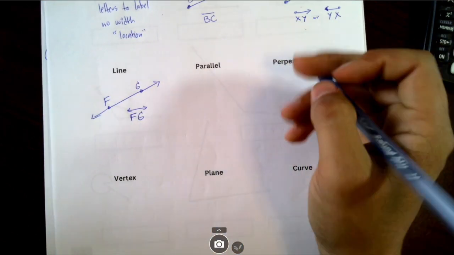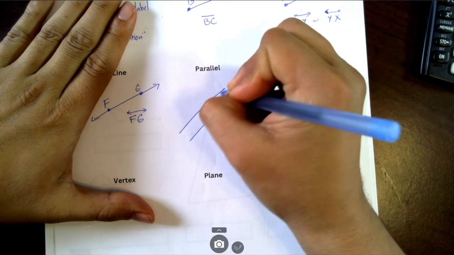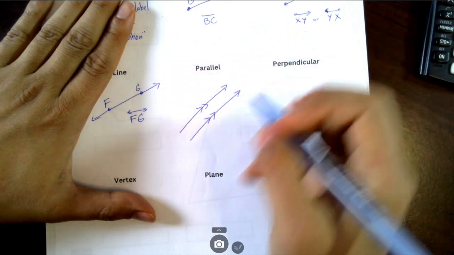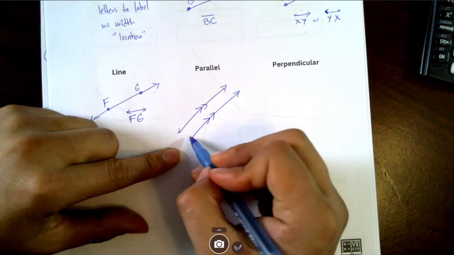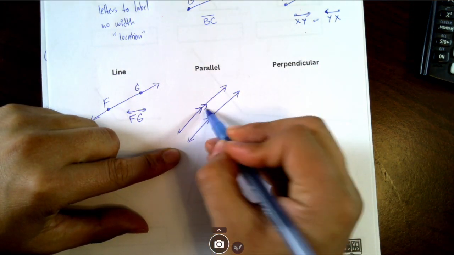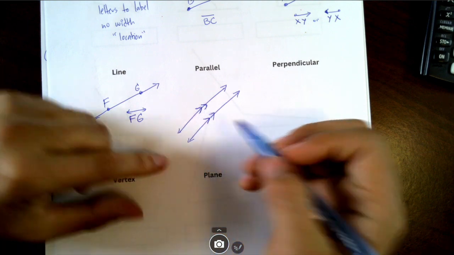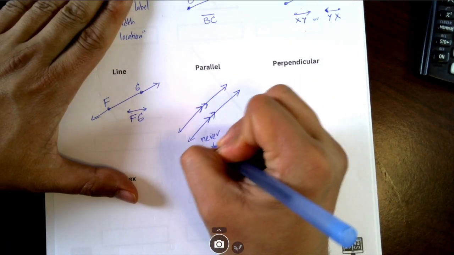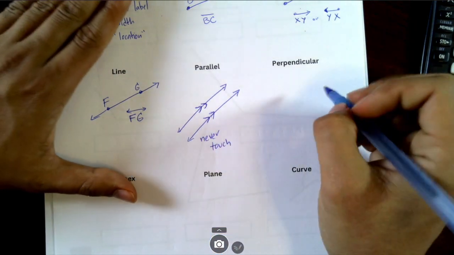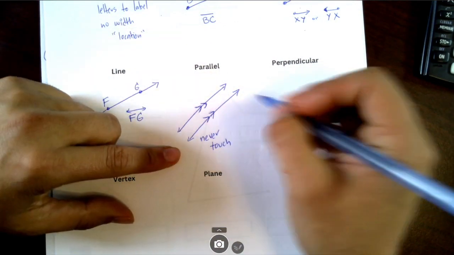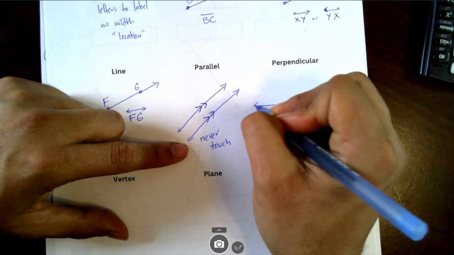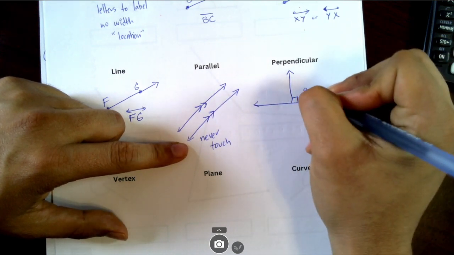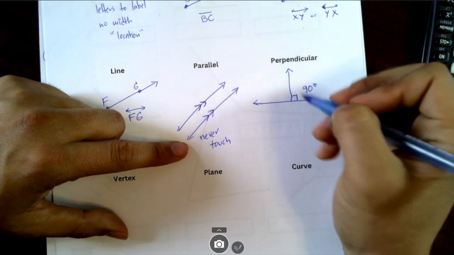Parallel lines, these are lines that will never touch, and the way we show that is by putting arrows in the middle facing the same direction, usually 2 arrows, and so they'll never touch. And then a perpendicular line is almost like the opposite of never touching. They definitely touch, but not only do they touch, they touch at 90 degrees. It's like perfectly standing straight up.